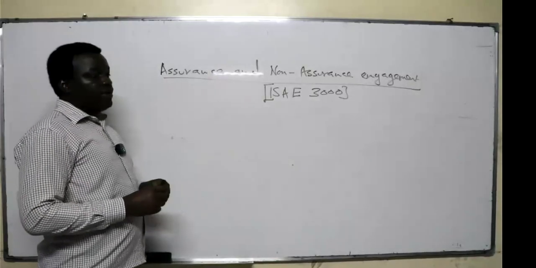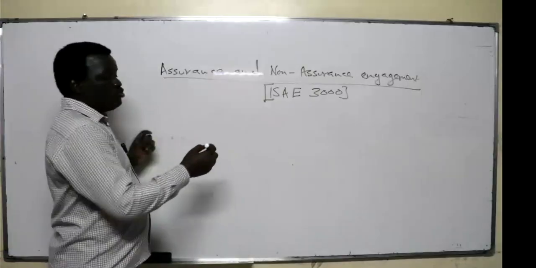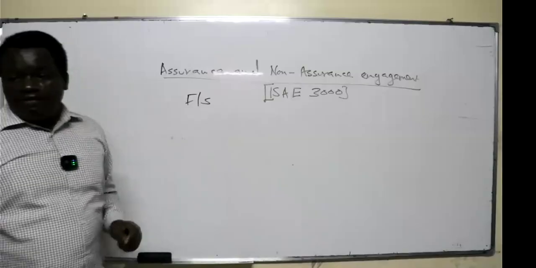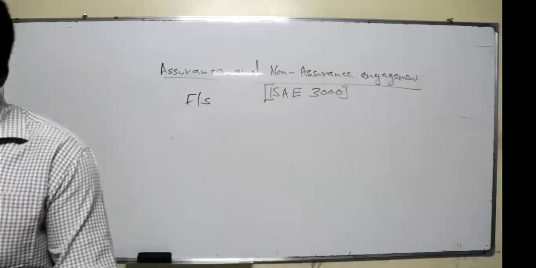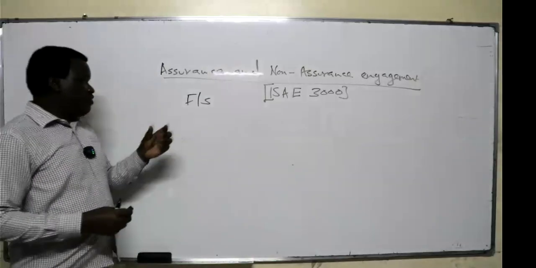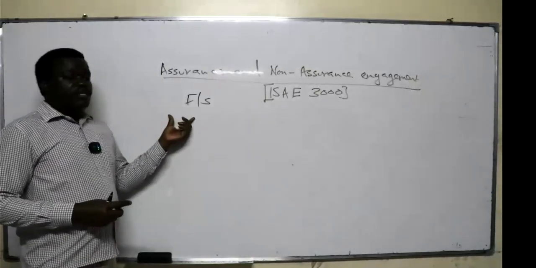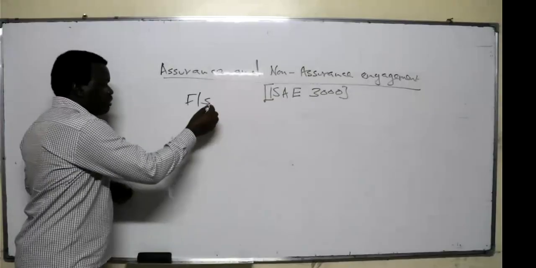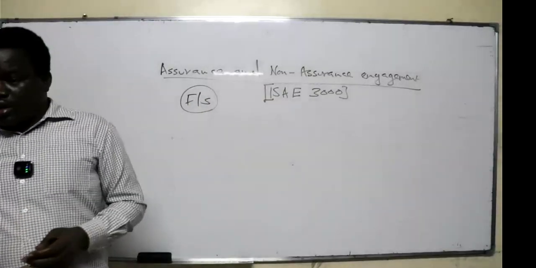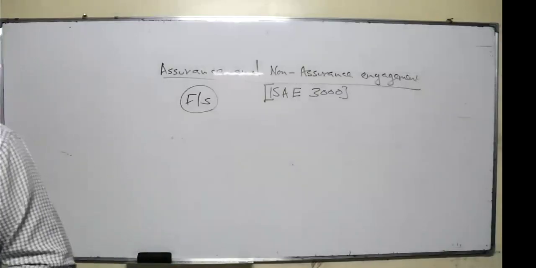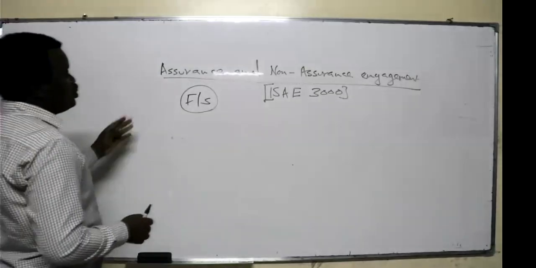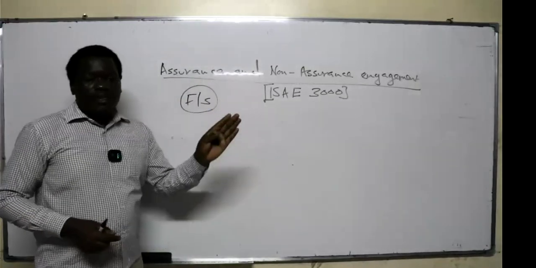In audit, we are making reference to the financial statements. There are a number of users who use the financial statements and they want some level of assurance. They want their degree of confidence to be enhanced whenever they use the financial statements to make a decision. So whenever the professional accountant is brought on board to provide such services, they fall under the category of either assurance or non-assurance engagement.